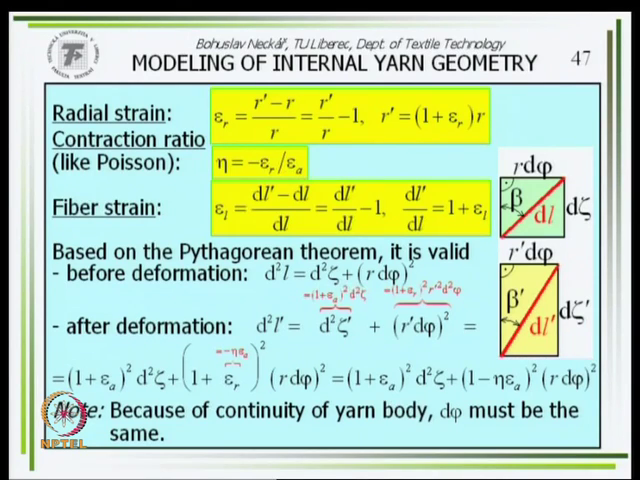Note, all geometrical quantities are changed by yarn elongation. But the angle d phi must stay the same. Why? We have not only one element, but a lot of elements around, and the sum of all d phi around our yarn cross-section gives 2 pi, 360 degrees, before as well as after elongation. If d phi, for example, were smaller, then by elongation of the yarn there would be some hole. Therefore, d phi mustn't be changed.